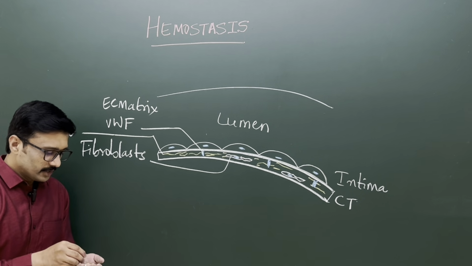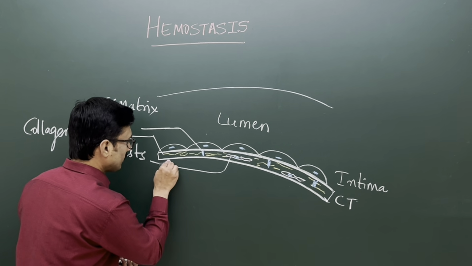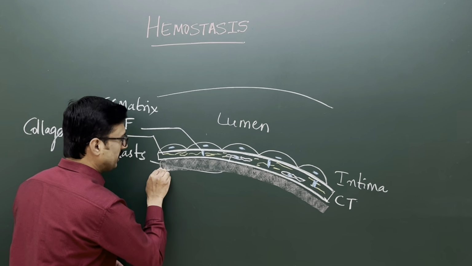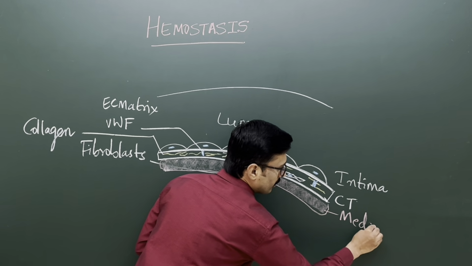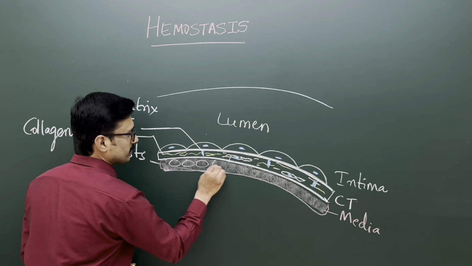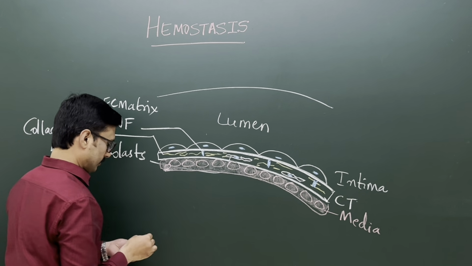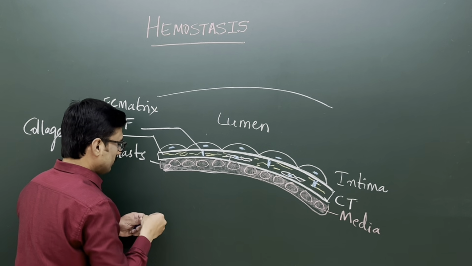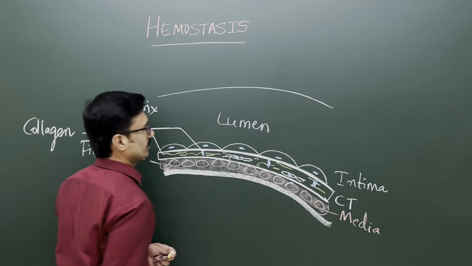Below this connective tissue is the next layer, the outer layer. What is this outer layer? Intima, next is media. This is the tunica media. This tunica media is made up of smooth muscles. And the outermost layer is again a thin connective tissue layer, the tunica adventitia.